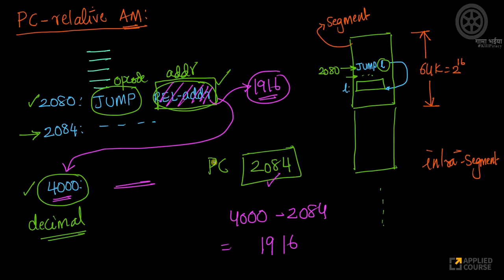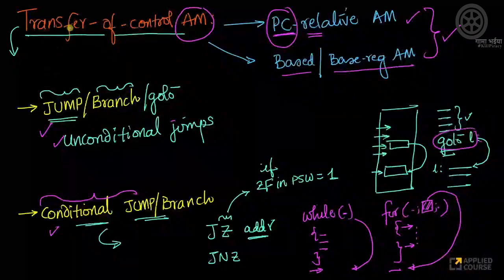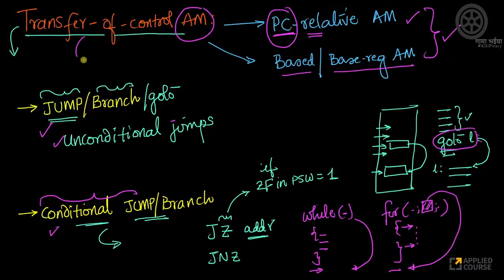It simply says how much should I add to the program counter to obtain the actual effective address of where I want to land. The effective address in this case is not the address of data, it is the address of the next instruction. This is very important. In the case of transfer of control addressing mode, the effective addresses are mostly the addresses of the next instruction, not data. So in this case, we only care about the effective address of the next instruction.